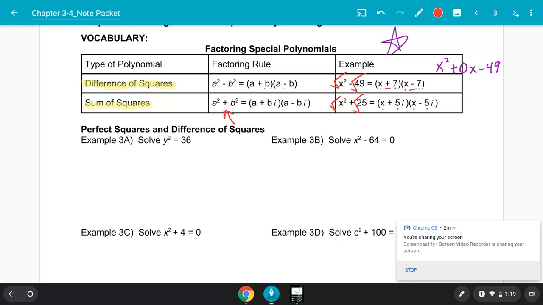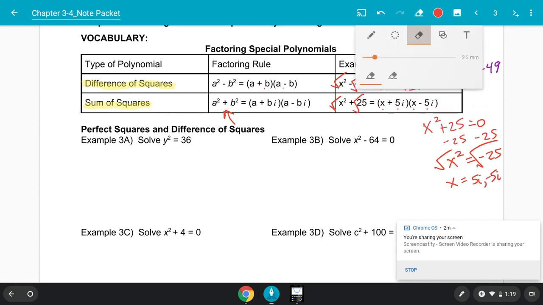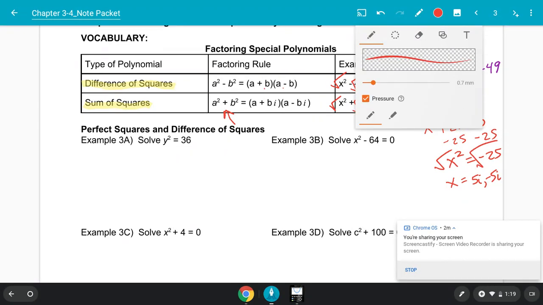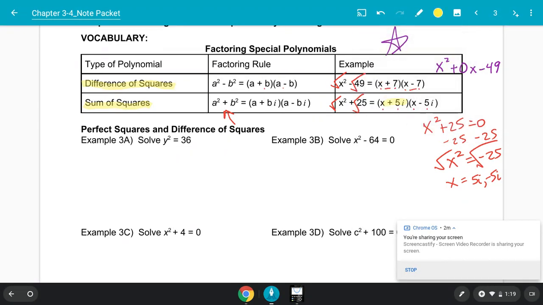multiply to a negative. Basically, if you set this equal to 0, you get x squared equals negative 25, and you try to square root, you end up with x equals 5i and negative 5i. That's why we have these two little nuggets in here, okay?